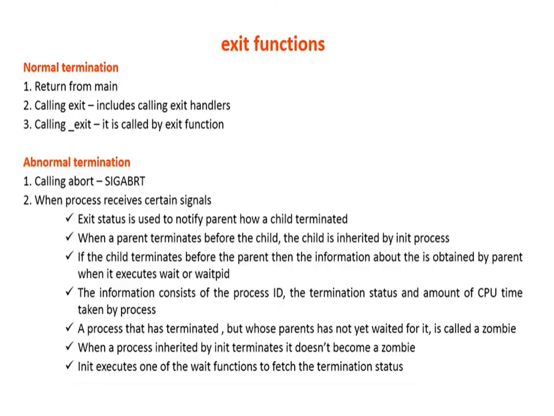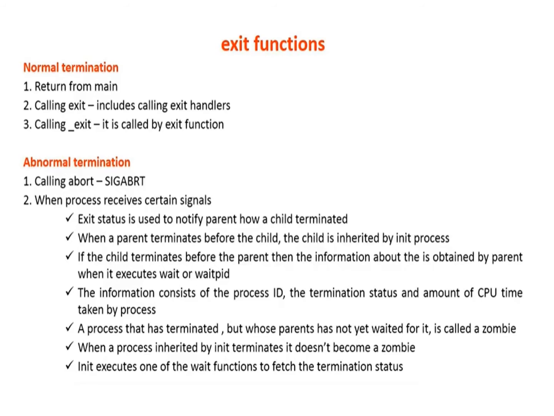Then abnormal termination happens whenever you get the SIGABRT signal, that is signal abort. When the process receives certain signals, abnormal termination will occur. The same thing applies to fork also. Then exit status is used to notify the parent how a child was terminated. Whatever the exit status is, that will be used by the parent to check how the child terminated.